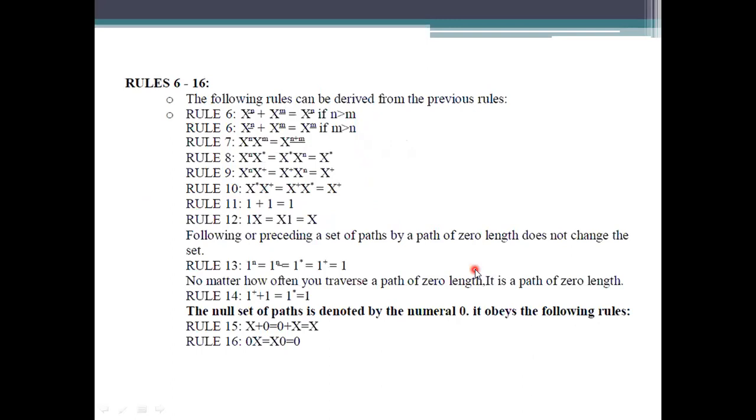So from rule 6 to rule 16 it has been specified. We are using these rules for processing, and also for reducing our expressions. So the flow graph representation has been considered, and we will reduce the flow graph by removing the nodes, and the expressions also can be reduced. Boolean expressions can also be reduced by using this representation. Okay, so these are the rules we are having.